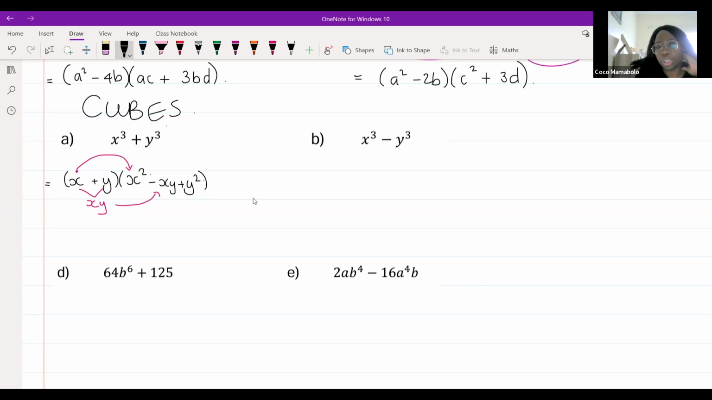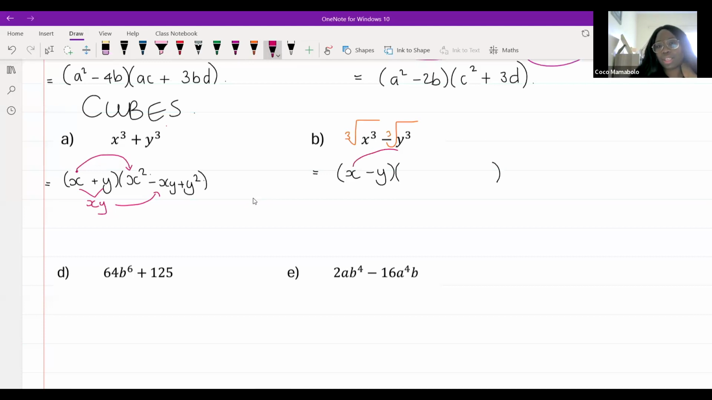Okay, do you want to try B with me? I don't want to lose you. Okay, let's try this next one over here. Remember, we know that they're both cubed, so we're going to open a binomial bracket and a trinomial bracket. Can you tell me what goes over here? Ma'am, what goes in the first part of my bracket? Take the cube root. Ma'am, it's going to be x. Good, and then over here it's going to be y. Positive y or negative y? It's going to be negative y. Good, negative y. Excellent.